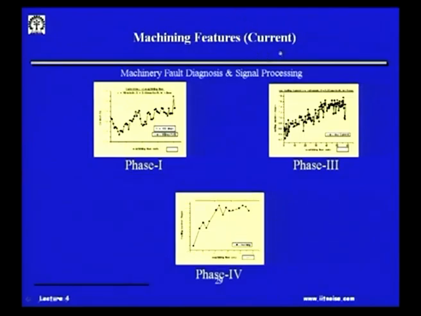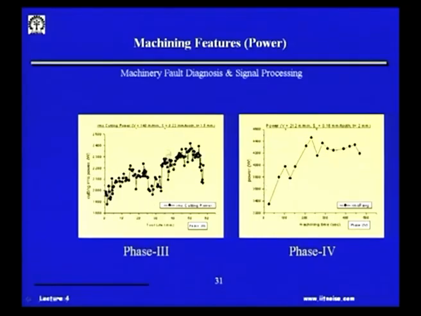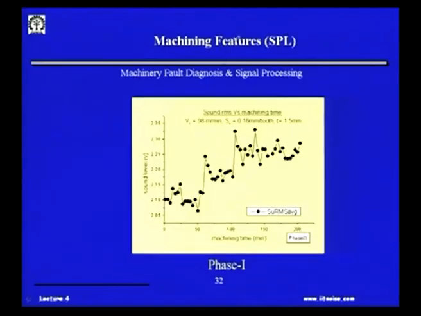And this is for the current, again machining time, and for different phases. This is for the machining features of the voltage. So all these features could be extracted, and it is up to you or us how to decide on what kind of signal features to extract or use for our data driven fault detection, and this is for the power, and similarly for the sound pressure level.